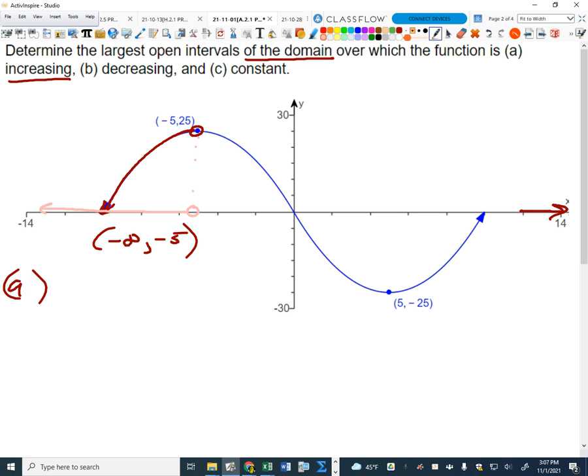Right, and we're only interested in the x values here. 5 till when? Infinity. There you go. Yeah, so here's the other one. Right there. Okay, so that one's going to be 5 to infinity. Okay, now how do I say or?